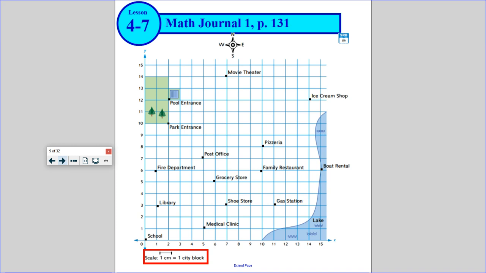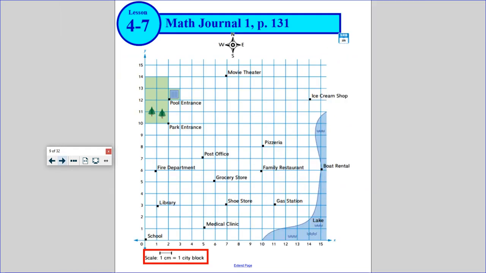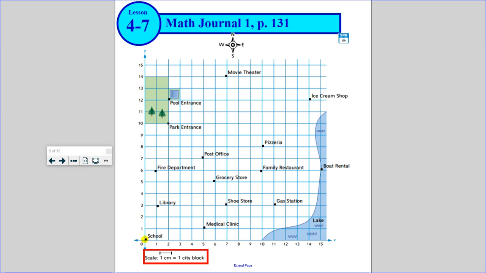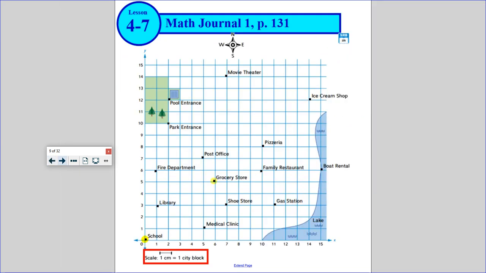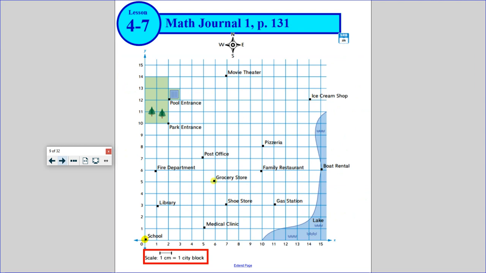Okay, so you're looking at this. This is page 131. You're looking at the grid. Again, he is going to walk from school to the grocery store. So we're going to find the school, and that is at 0, 0. I'm going to use a highlighter for this to show my thinking. And he's wanting to go to the grocery store, I believe. Let's look back at that. Yeah. So we want to figure out what is the fewest number of blocks. So I see that we want to go up and over.